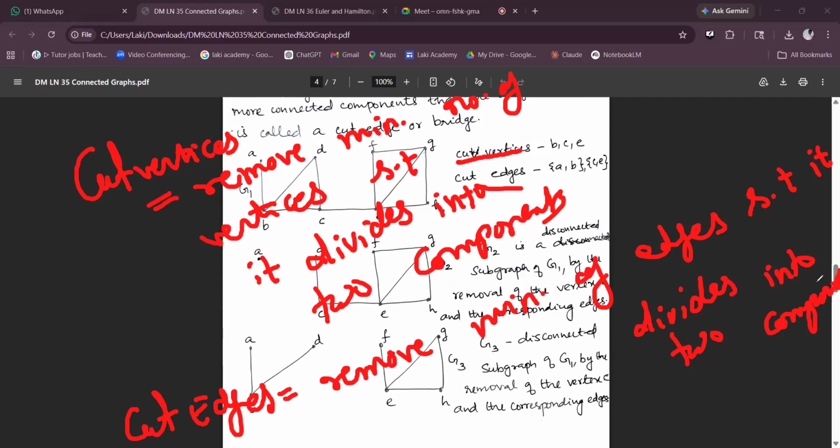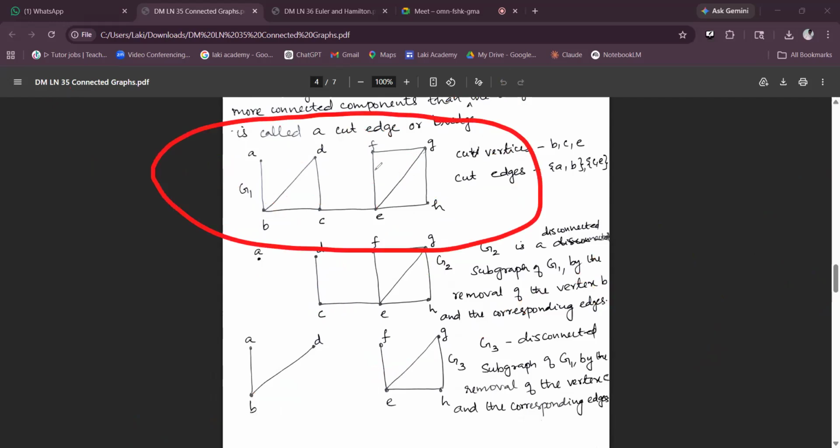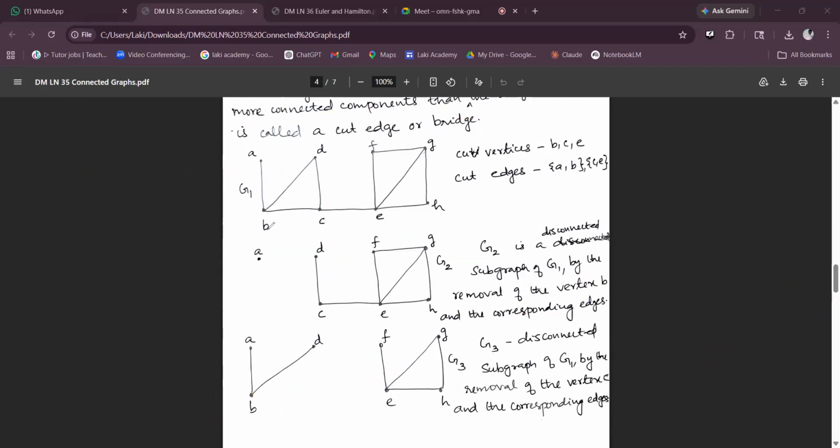How do we cut vertices? It just means we cut in between, no? You noted this? For example, this is a graph. You have to remove the minimum number of vertices such that it divides into two parts. Suppose you remove this. The graph becomes what?